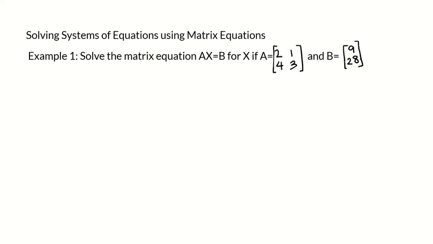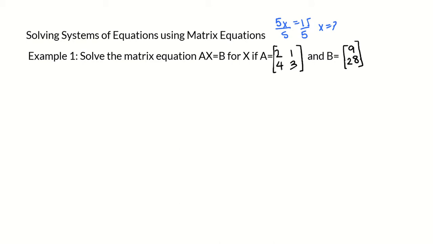We can solve matrix equations for missing variables just as we would solve regular algebraic equations for variables. So for example, if we had the equation 5x equals 15, we would solve that by dividing both sides by 5 to get x equals 3.